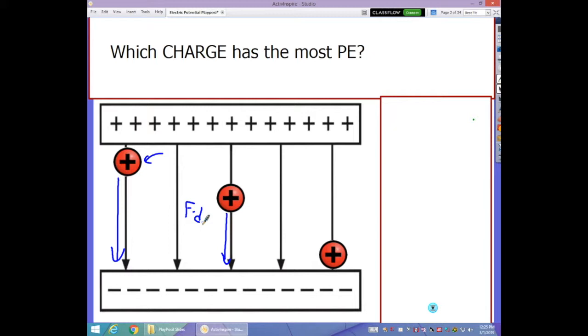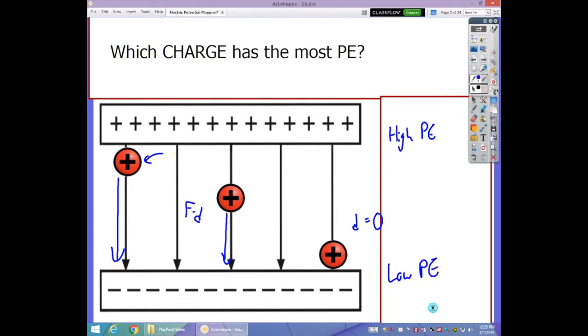This third one doesn't actually get to move at all when you let it go. It's already where it wants to be, and so it's not really going to move. It's not going to pick up any energy. So we can think about this side as having a high amount of potential energy, and this side as having a low amount of potential energy.